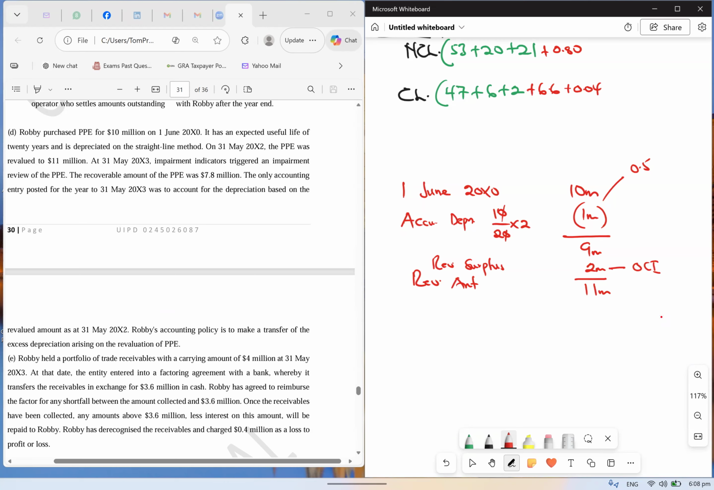This thing is still 20x2. So we must know what is the value of the asset at 20x3. So the question said at 20x3, they did an impairment. So we must depreciate to the end of 20x3. So depreciation. Now the asset is 11 million. What is the useful life now? You have done 2 already. So remaining useful life, 18 years. That is what it will be. 1 year. So quickly, get me the depreciation.